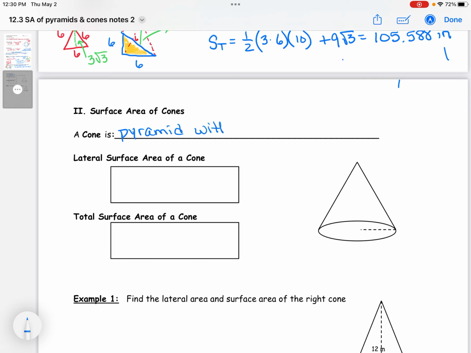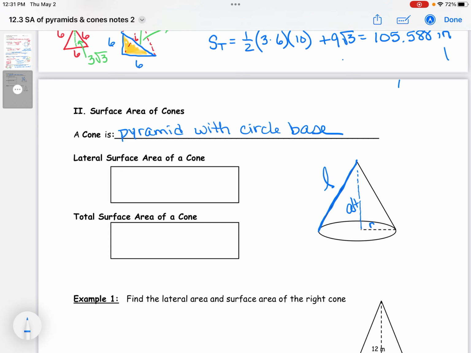All right, so a cone is basically the same thing, except it's a pyramid with a circle base. So that means for our equations, we'll just put in pi r for the perimeter. So slant height is going to be this part, right? Altitude is that part, and radius is that part.